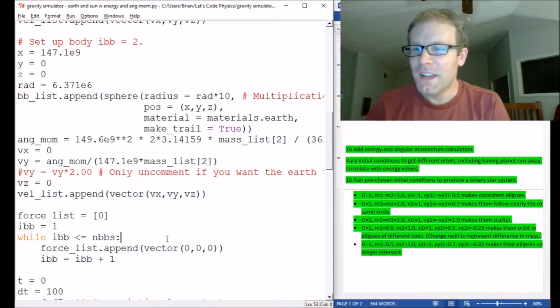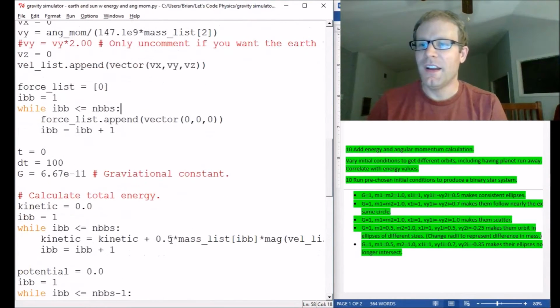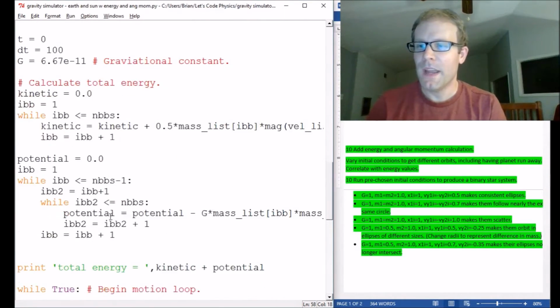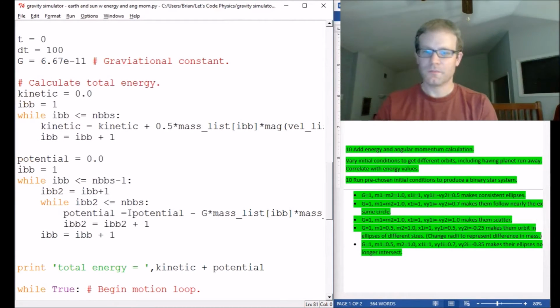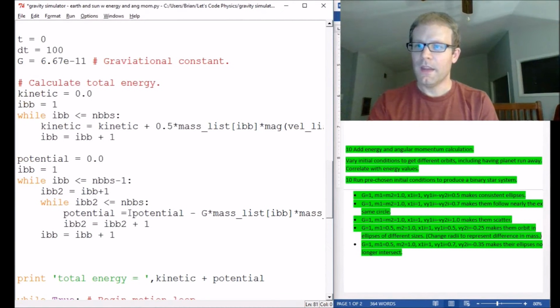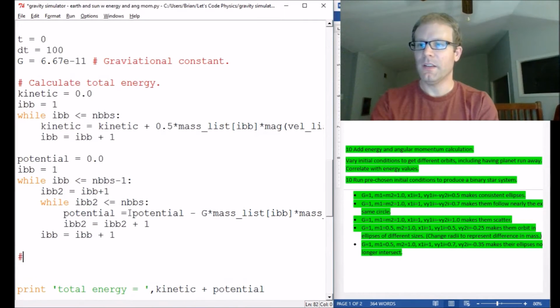Okay, so the other thing we can calculate is the Earth's angular momentum. The way angular momentum works is somewhat similar to this. We want to calculate the total angular momentum.